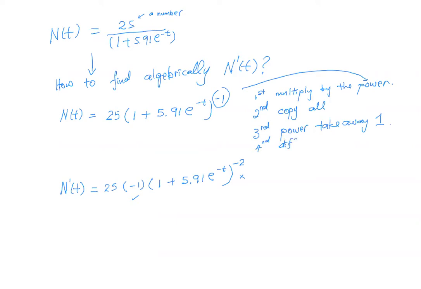Differentiate all in the bracket. So differentiate E, you also copy down the whole thing. Then times by the derivative of the power.